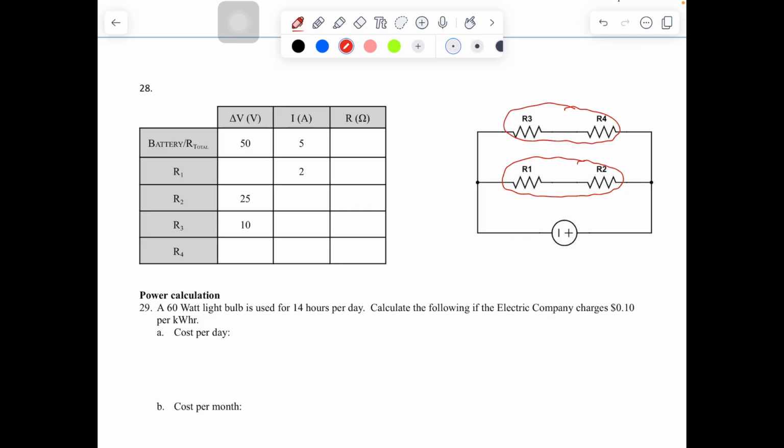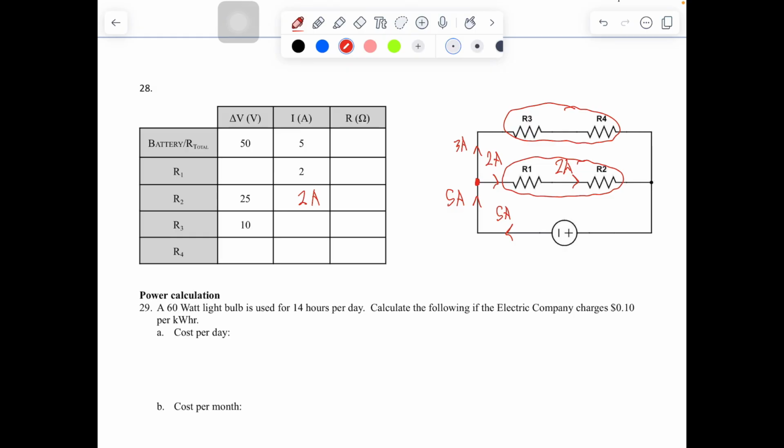What do we know about series? Well, when circuit elements are in series, they have the same current. So, if 2 amps of current are flowing through R1, you can bet your bottom dollar 2 amps of current are flowing through R2. We know 5 amps are flowing through our battery, right here. So coming to this junction, we have 5 amps. At this junction, if 2 goes right, well, 5 comes in, 5 has to come out. 2 is going right. That means 3 is going up through here.